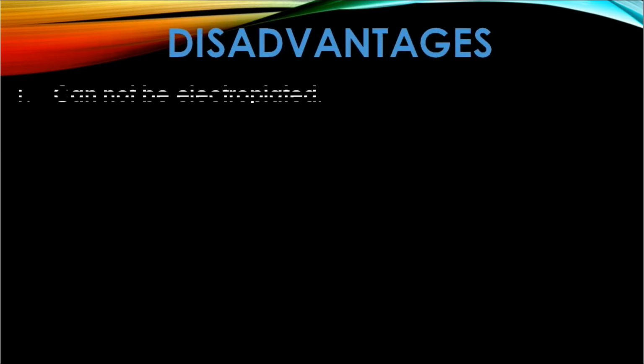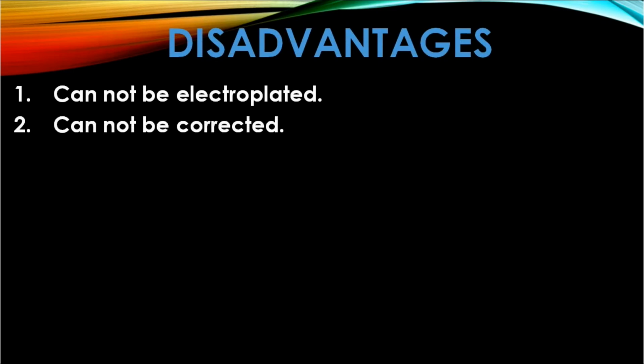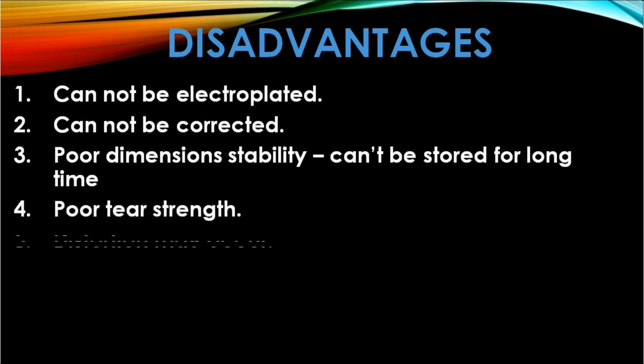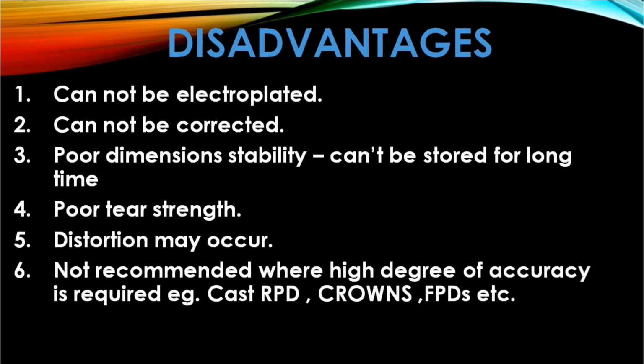Disadvantages: it cannot be electroplated to make a die. It cannot be corrected as it is irreversible. It cannot be stored for a long time as it has poor dimensional stability. It has poor tear strength and distortion may occur. Not recommended where a high degree of accuracy is required, for example cast partial denture, crowns, fixed partial dentures, etc.